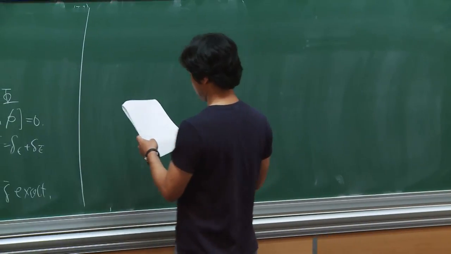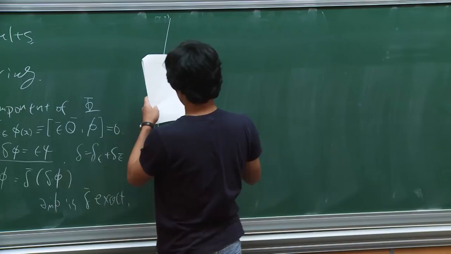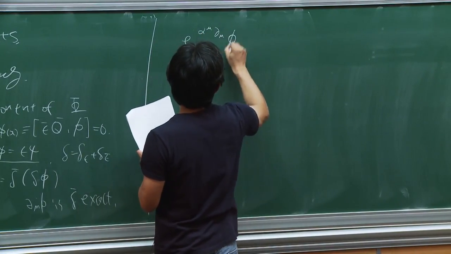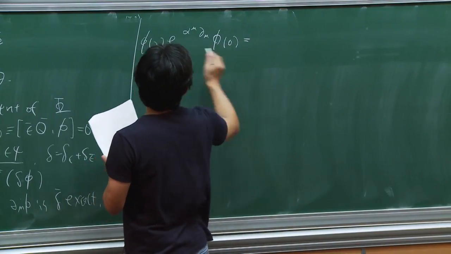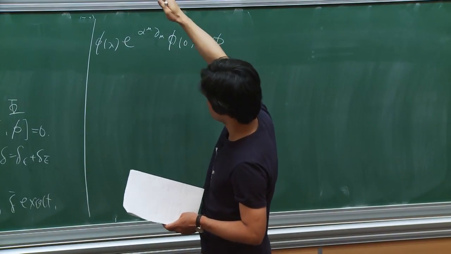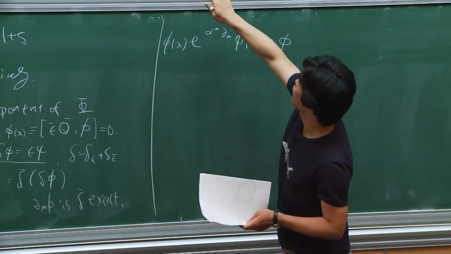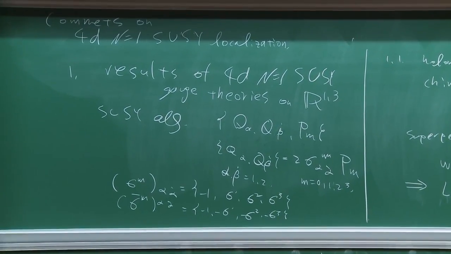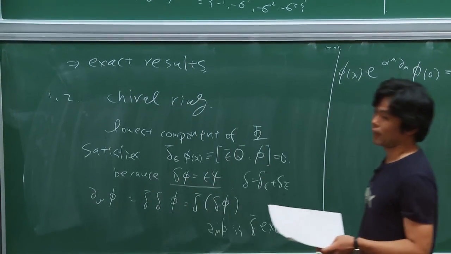To be precise, because the derivative ∂_μ, translation, and the supersymmetry generator commute with each other, if phi is a chiral field, I mean the lowest component of a chiral field, then ∂_μ phi is also a chiral field.